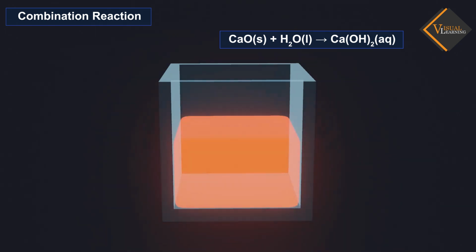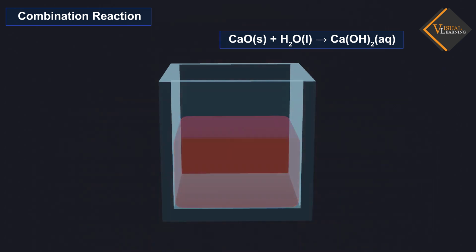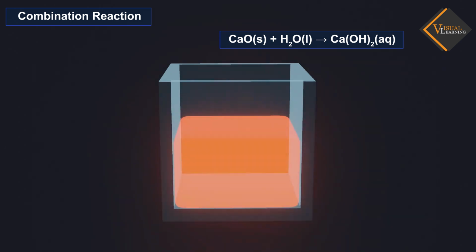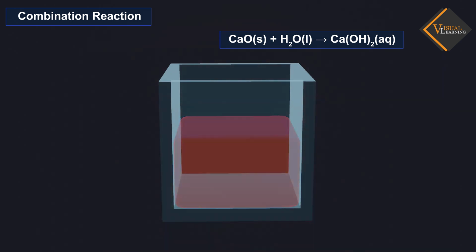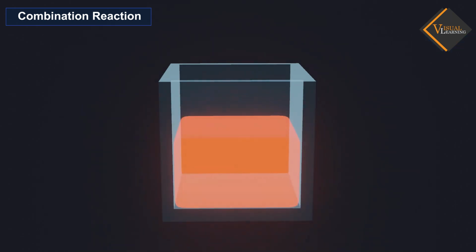In this reaction, calcium oxide and water combine to form a single product, calcium hydroxide. Such a reaction, in which a single product is formed from two or more reactants, is known as a combination reaction.